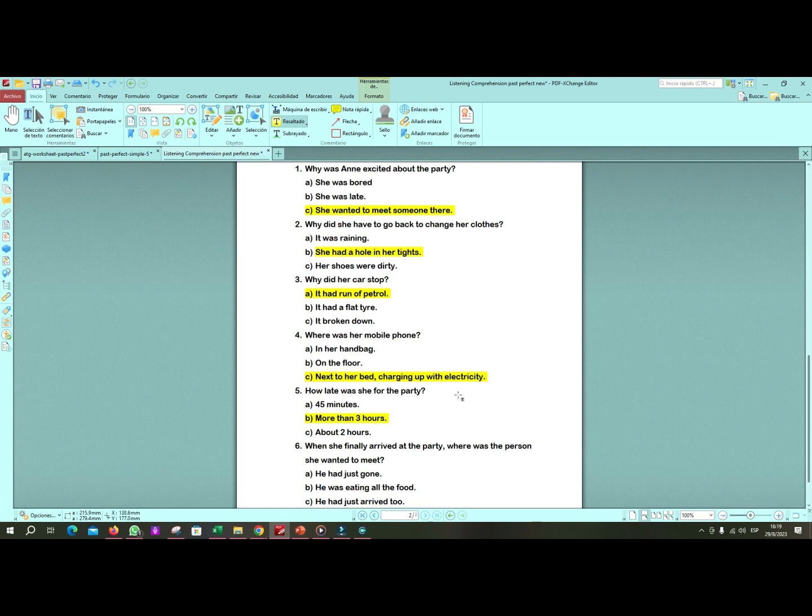And the last one. When she finally arrived at the party, where was the person she wanted to meet? He had just gone, he was eating all the food, or he had just arrived late too. He had just gone, right?